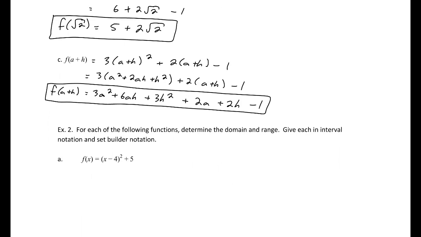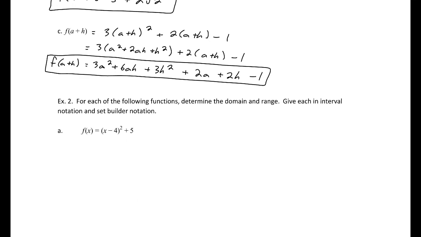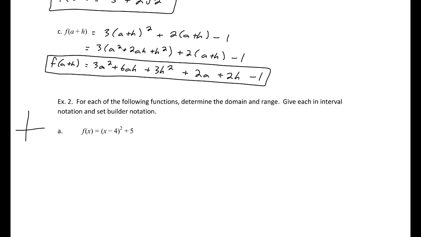For each of the following functions, describe or determine the domain and range. Now we're going to give it or describe it in interval notation and set builder notation. Okay, now this first one is a quadratic function. It's going to look something like this because it's actually in vertex form. It is shifted to the right 4 and up 5.